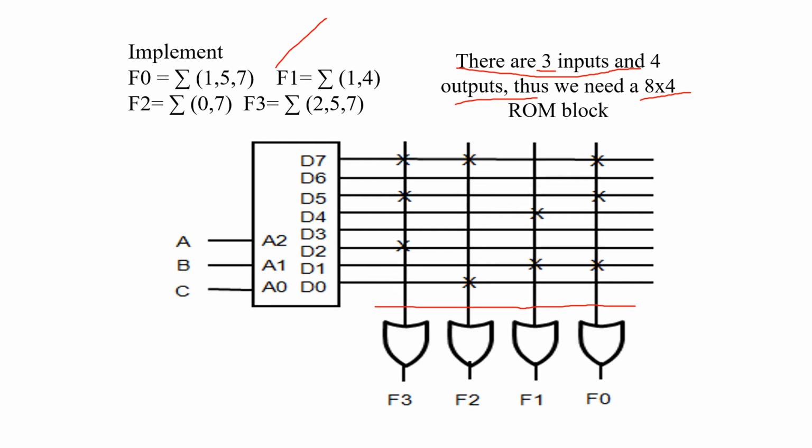F0 is 1, 5, 7, so 1, 5, 7 are connected to F0. And F1, 1, 4 are connected to F1. F2, 0 and 7 are connected to F2. And for F3, 3 minterms are there: 2, 5, 7 are connected to F3. In this way, we can implement this logic function by using an 8 by 4 ROM.